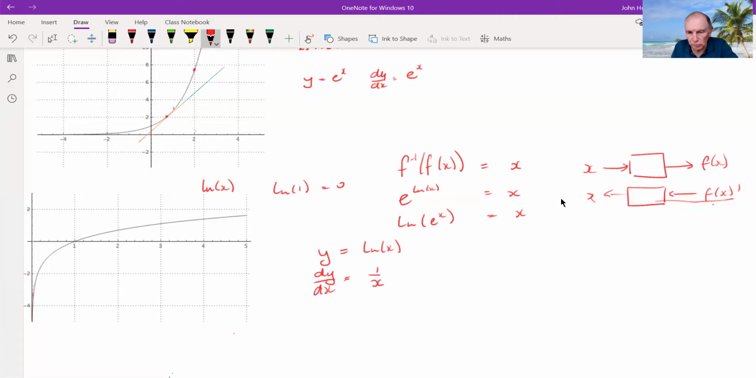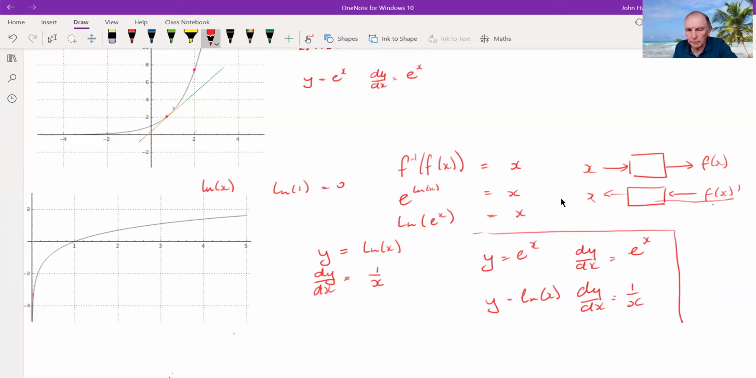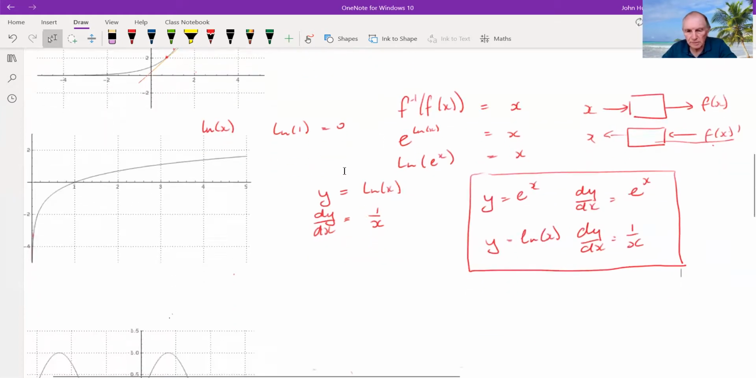So we've got two important rules here: if y equals e to the power of x, then dy dx equals e to the power of x, and if y equals log n of x, then dy dx equals 1 over x. Okay, so important results there, to remember those.